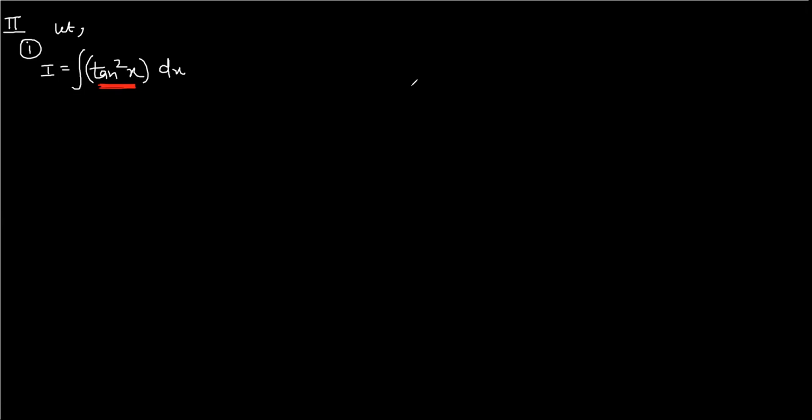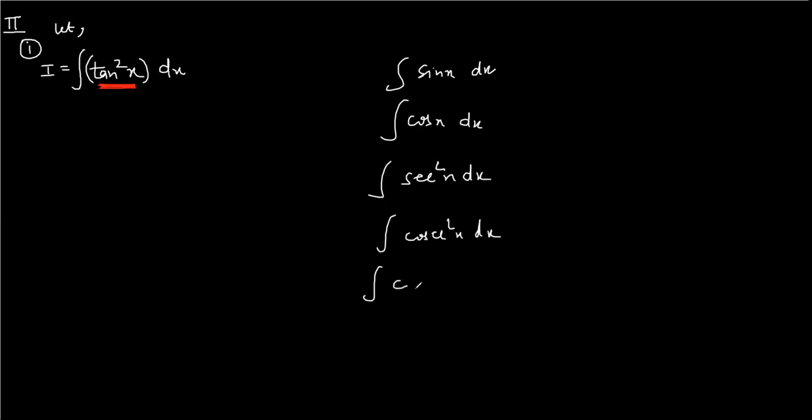If you think of trigonometric functions, what were those functions whose integration we had? We had integration of sin x dx, cos x dx, sec square x dx, cosec square x dx, cosec x into cot x dx, and sec x into tan x dx. So students, as of now, this is the second lecture, we have only 6 trigonometric functions whose integrations we know.